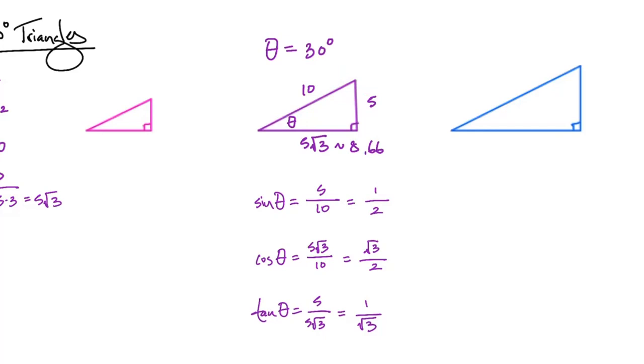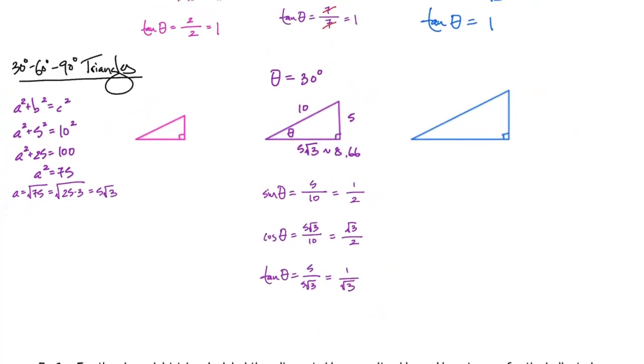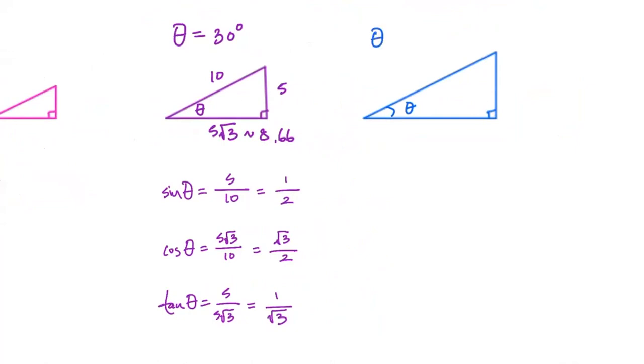So working on some reasoning here, but I think we're getting the point. I don't want to belabor the point too much, but I'm wondering if I tell you that this angle in the blue triangle is theta, and that theta, just like in the purple one, is 30 degrees, even though the blue triangle is bigger, and I'm not even going to tell you any of the side lengths. Can you tell me what sine, cosine, and tangent have to be for theta?